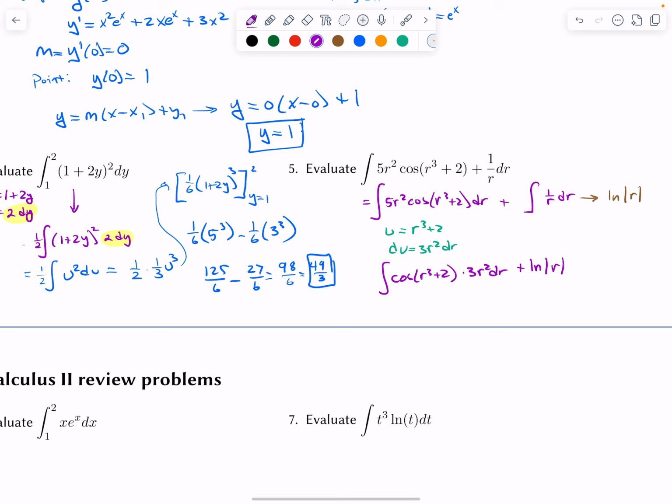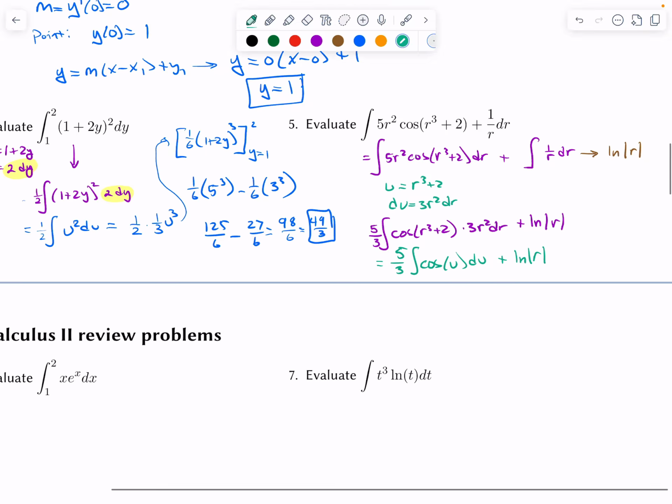Okay, so the 3, it used to be a 5, and so to balance things, I need to multiply everything by 5/3. 5/3 times 3 is 5. Okay, now I can do this. Let's go ahead and do the substitution. This is 5/3 times the integral of cosine of u du. I guess that natural log of r is just going to go along for the ride.